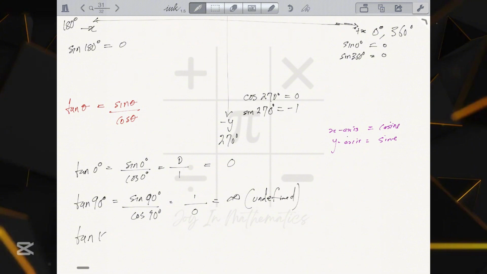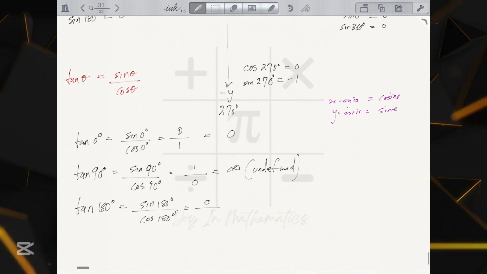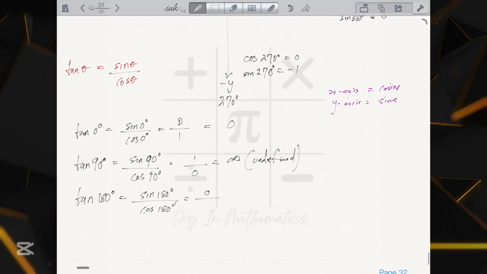Moving on, let's move to tan 180 degrees. So we have sine 180 degrees divided by cos 180 degrees. Sine 180 degrees is equal to 0. Cos 180 degrees is equal to what? Minus 1. So 0 divided by minus 1 will be equal to what? 0.